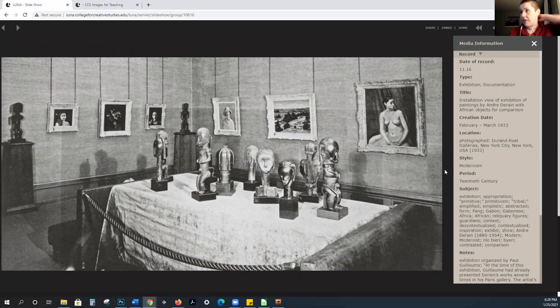This image is from 1933, and it shows paintings by André Derain with African sculptures for comparison, so that people could look at these paintings and look at the African objects and see how Derain had been inspired. Okay, so what we're looking at here, these are figurative, they're anthropomorphic, they look human-like, and they are made of wood. These are sculptures. And as mentioned in class, they are completely decontextualized. You would never see these objects displayed in this way. You wouldn't really see these objects because they would be kept within an enclosure.